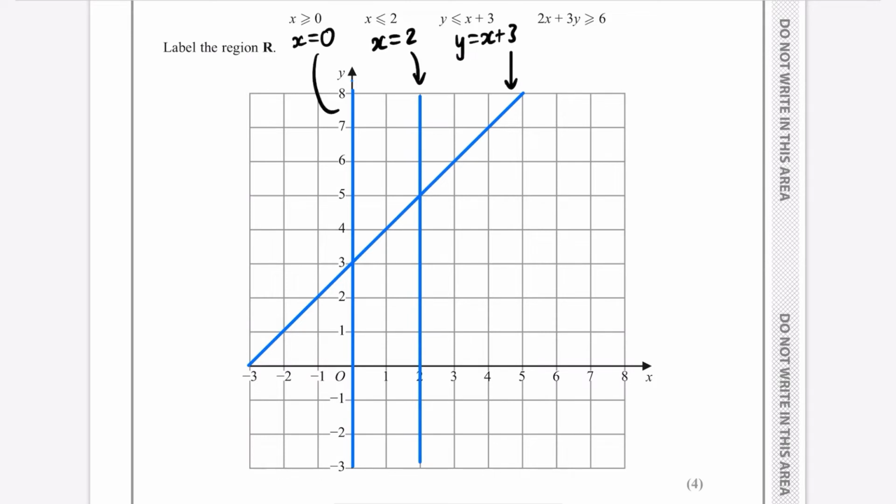That's this one, and that's this one. Our last one is this trickier one. This is 2x plus 3y equals 6. We're going to do a sneaky thing here. We're going to find out how to draw this line because we can test and make up some coordinates.